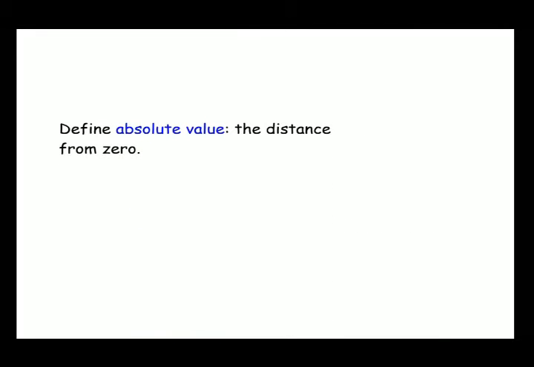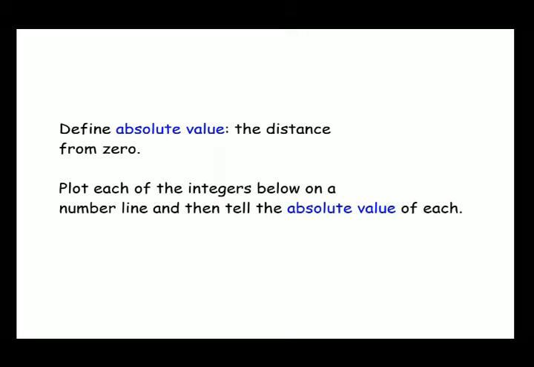Absolute value: the distance from 0. Plot each of the integers below on a number line and then tell the absolute value of each: minus 1, 2, minus 5. So the absolute value of minus 1 is 1. The absolute value of 2 is 2. And the absolute value of minus 5 is 5.